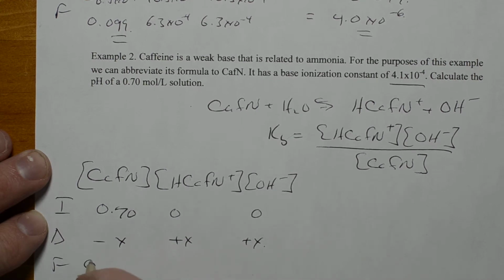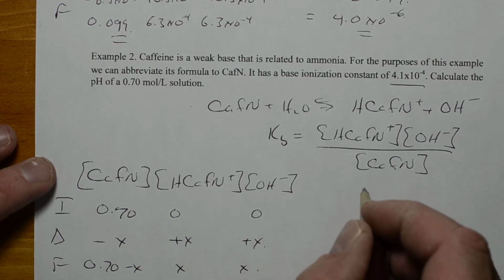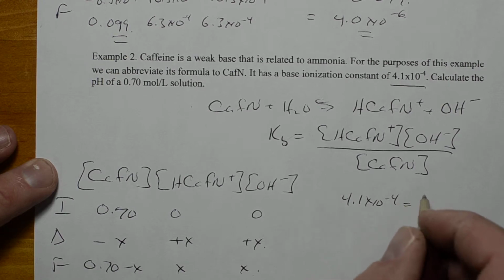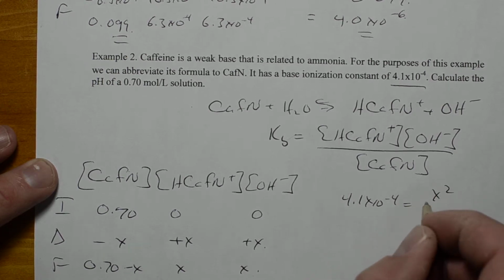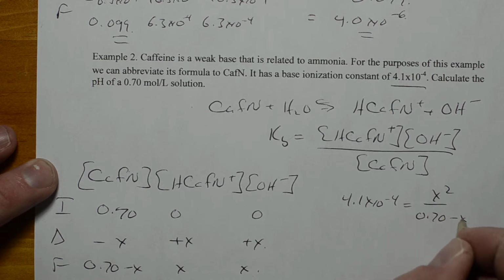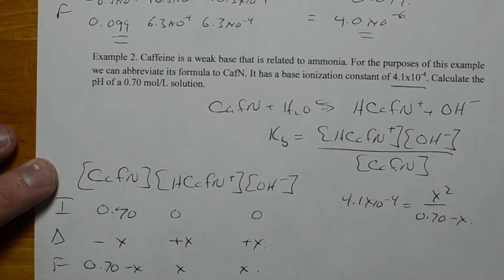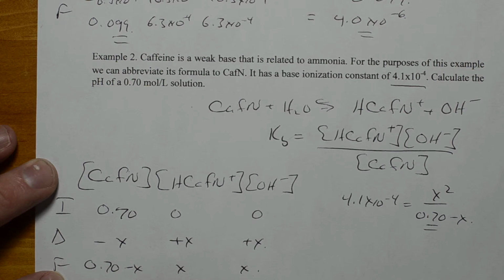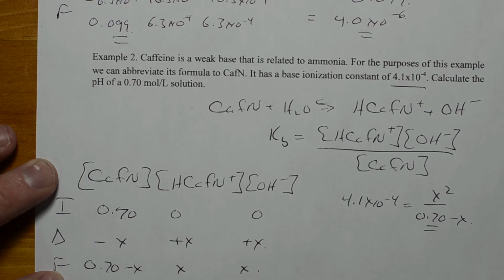So again, you've done numerous problems like this. Maybe you see where this one's going. So we've got 4.1 times 10 to the minus 4 equals x squared over 0.70 minus x. Again, it's going to lead to a quadratic, not a big problem in this day and age of computers, but let's see if we can get rid of that. Take the value that x is added to or subtracted from, 0.70, divide by 4.1 times 10 to the minus 4, and I think we get around 1700.